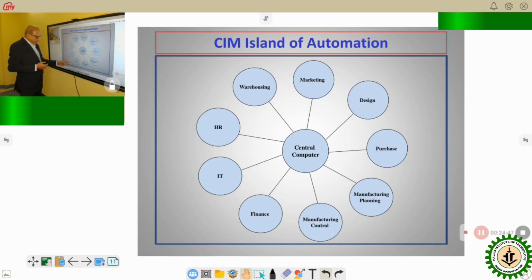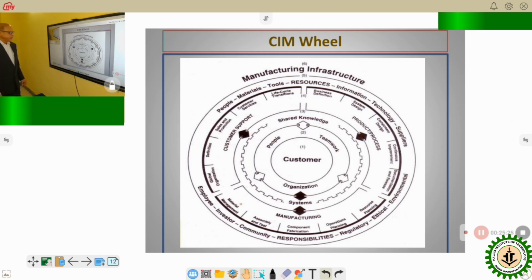So these 9 departments, although under normal circumstances they work separately, here they must have their automated systems for computerization, and most importantly, they should be connected to the central computer through data communication and networking. That is the main theme of computer integrated manufacturing. These are called individual islands of automation, and computer integrated manufacturing integrates all the islands to a central database or central computing system, which acts as a supervisor, thereby creating a hierarchical system.